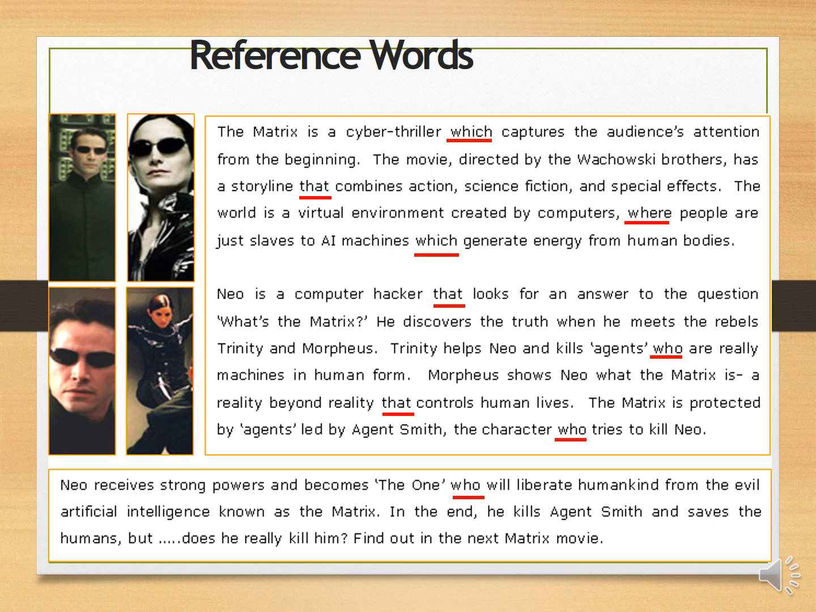The Matrix is protected by agents led by Agent Smith, the character who tries to kill Neo. Neo receives strong powers and becomes the one who will liberate humankind from the evil artificial intelligence known as the Matrix. In the end, he kills Agent Smith and saves the humans, but does he really kill him? Find out in the next Matrix movie.